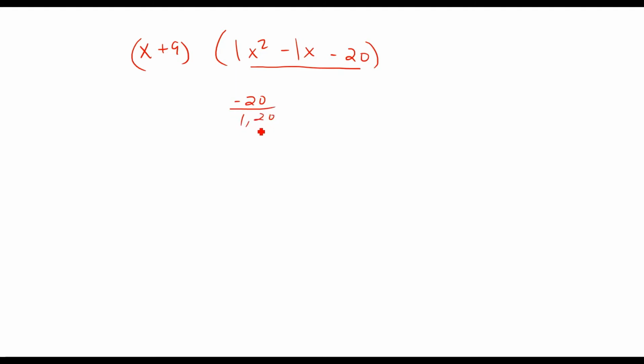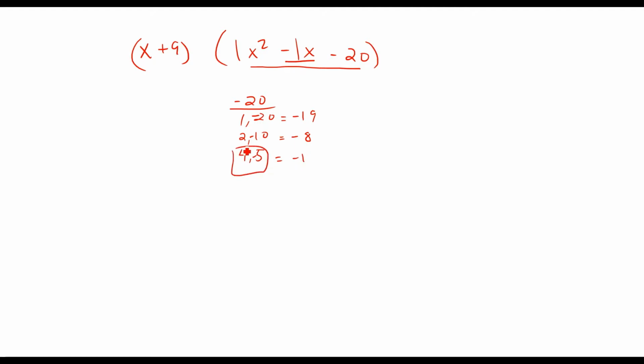We can have 1 and 20, 2 and 10, 4 and 5. Because we want a negative 20, one of these is going to have to be negative, and since we want the sum of them to be negative 1, the big value is probably going to have to be the negative value, so that when you add them, you end up getting a negative value. So 1 and negative 20 becomes negative 19, 2 and negative 10 becomes negative 8, and 4 and negative 5 becomes negative 1.